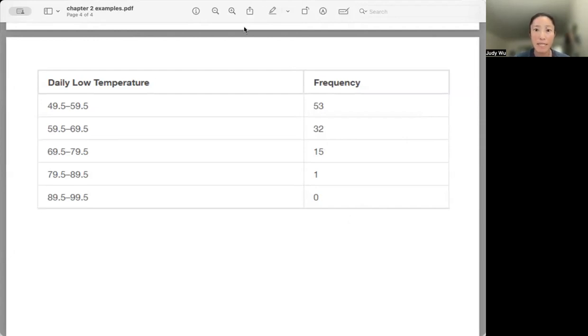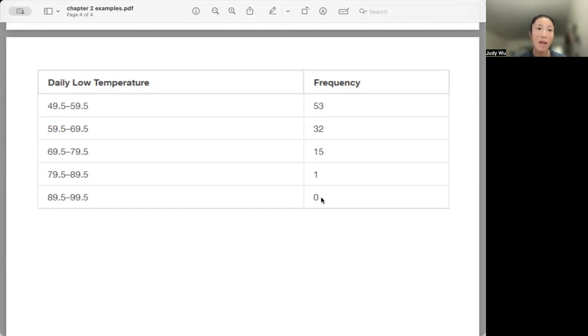For example, if I take a look at this number 53, what that means is that there are 53 days that we have a daily low temperature between 49.5 and 59.5. Same thing, that 32 means we have 32 days where that daily low temperature is between 59.5 and 69.5. And so we can read that all the way down the chart. Thank goodness there are no days where we have a daily low temperature of 89.5 to 99.5.